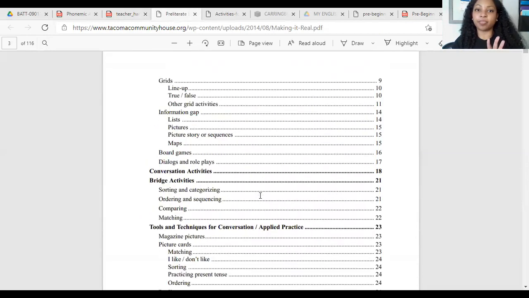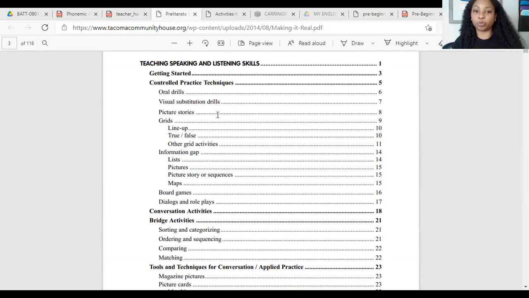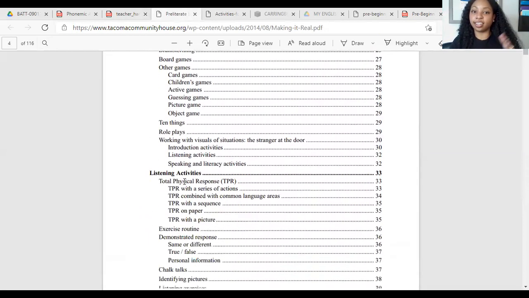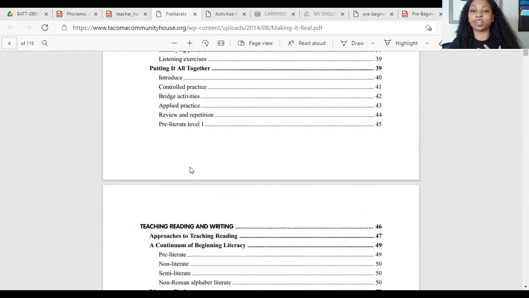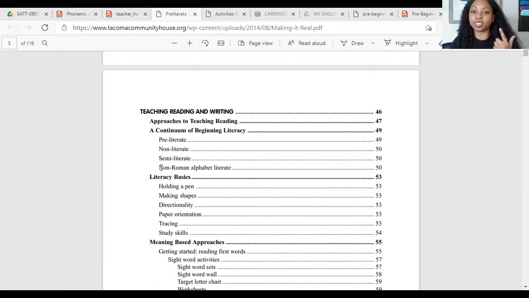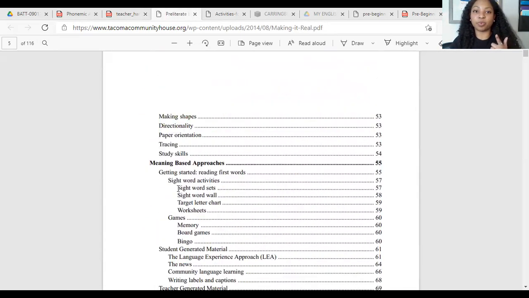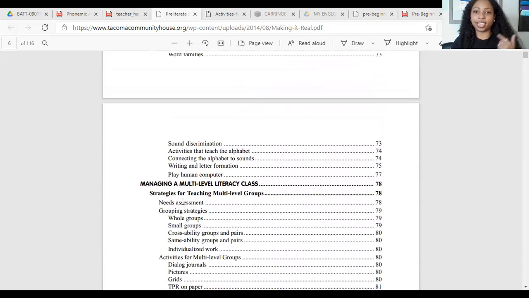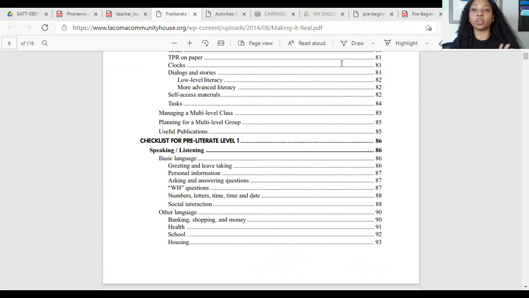As you can see, they have a ton of things. They have controlled practice, bridge activities, tools and techniques for conversation, listening activities, how to put it all together. They also have literacy basics, and they separate things into meaning-based approaches, managing multi-level classes. This is a wonderful, wonderful resource.